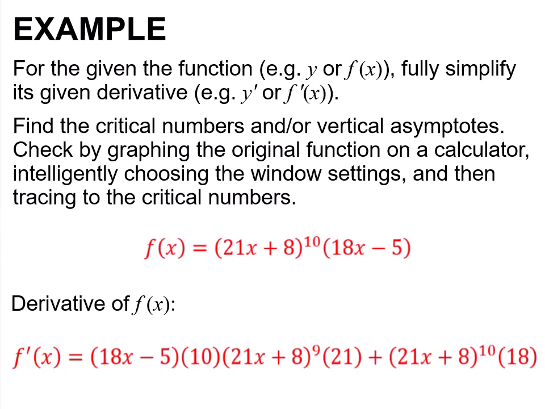And find the critical numbers. If you don't know what those are yet, you'll see in context what those are, and or vertical asymptotes. Check by graphing the original function on a calculator, intelligently choosing the window settings, and then tracing to the critical numbers. So we're going to do all that.